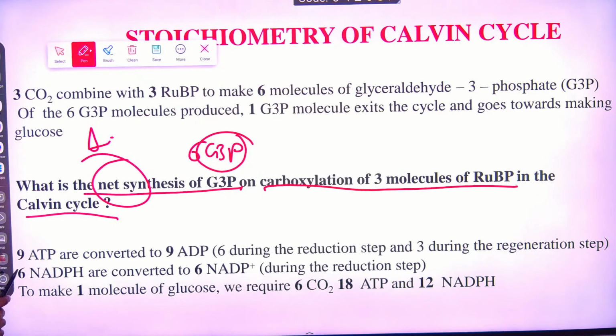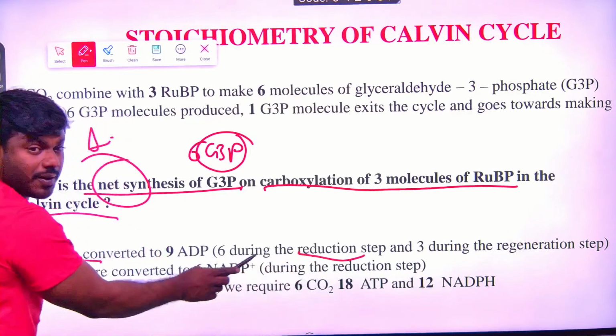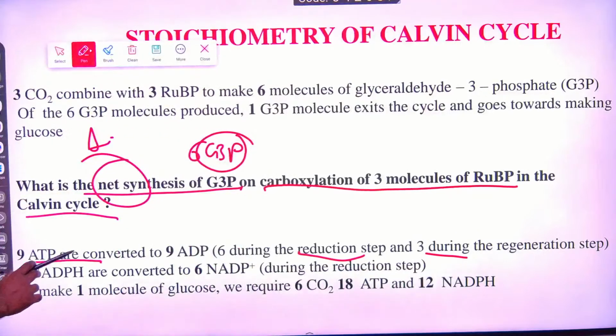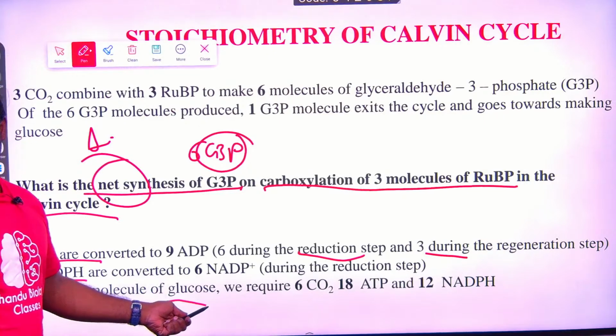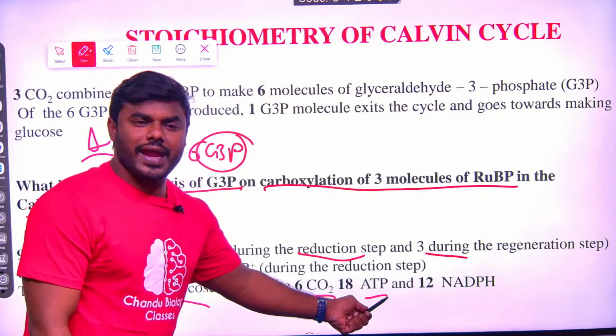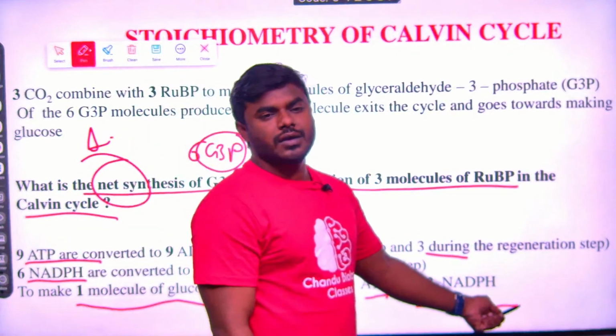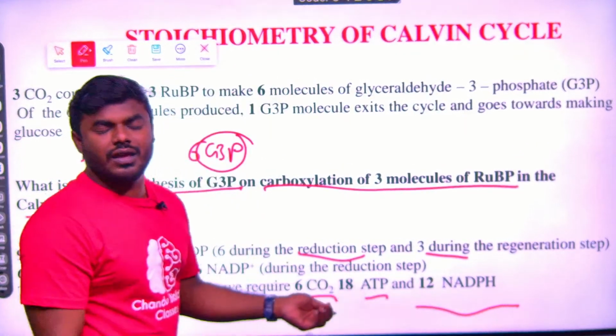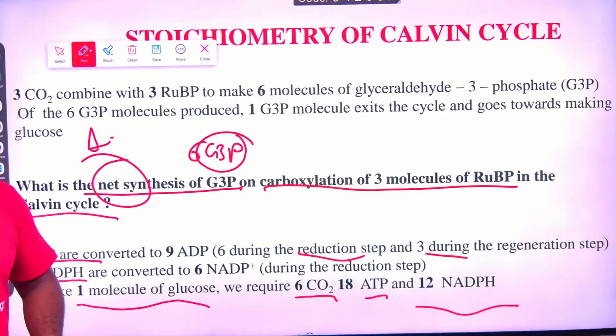So always remember, for 1 glucose, 9 ATP are used in the reduction step and 3 ATP in the regeneration step. Correct? And how many NADPH do we use? 6 NADPH. So always remember this. To make finally 1 molecule of glucose, we require 6 carbon dioxide, 18 ATP and 12 NADPH. They may ask in how many numbers. Okay.